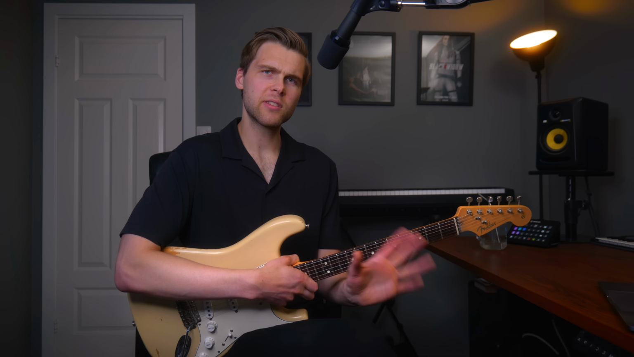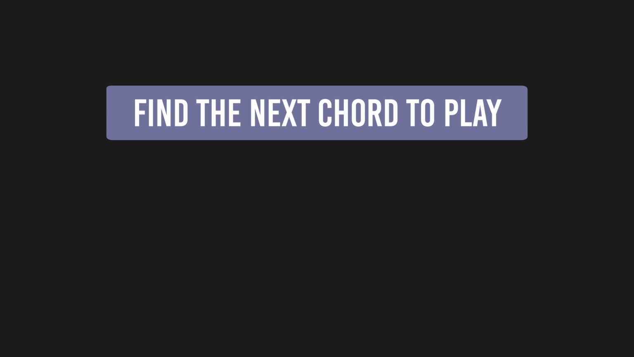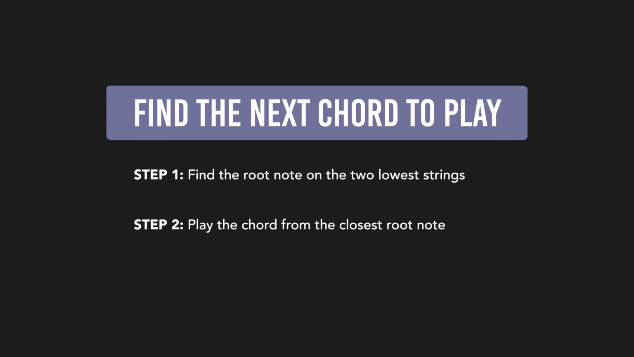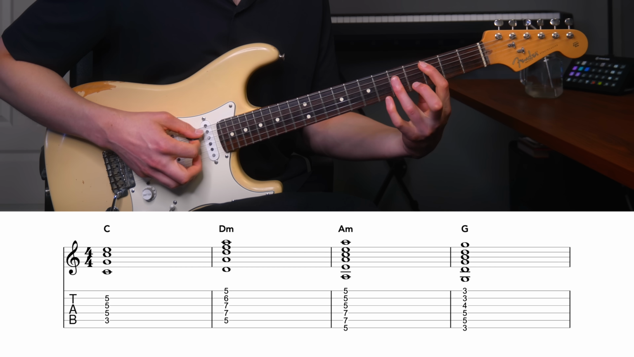So let's recap what we have done so far. First, you got a chord progression, and we want to play these chords as close together as possible. And to do that, we're going to follow 2 steps. Step 1, find the root note on the 2 lowest strings. Step 2, play the chord from the closest root note. And these are the chords.